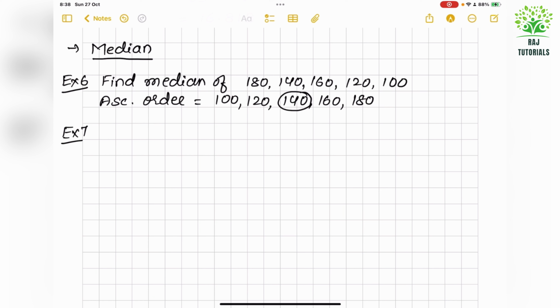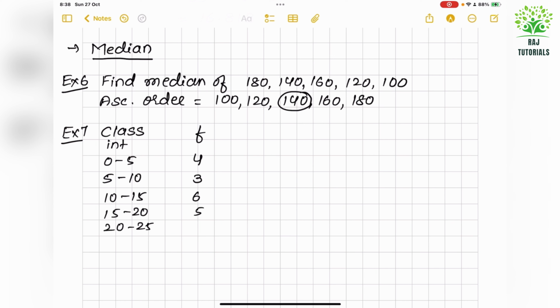Now let us have one example to show median. Two things will be given to you, class interval and f: 0 to 5, 5 to 10, 10 to 15, 15 to 20 and 20 to 25. Now f: 4, 3, 6, 5 and 2. So if I add it, sigma fi, which is here called n, so n will be equal to 20.